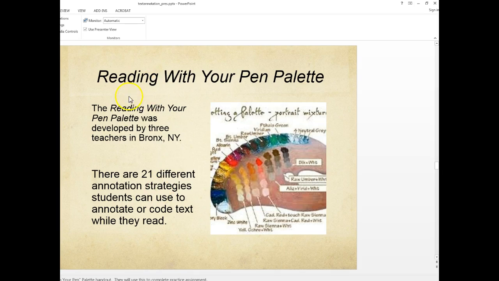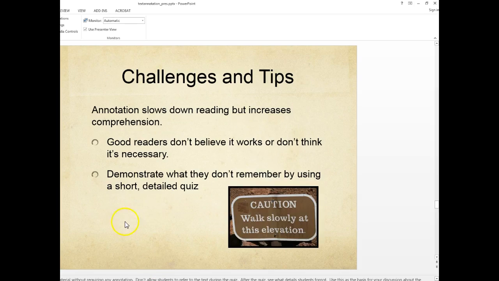Here, reading with your pen palette. It shows you different ways that people use codes or text to annotate. It's very similar to the reading with a palette document that I gave you, where it gives you different symbols and what that symbol would mean. But I also know that we all have our own symbols that we like to use when we're annotating.